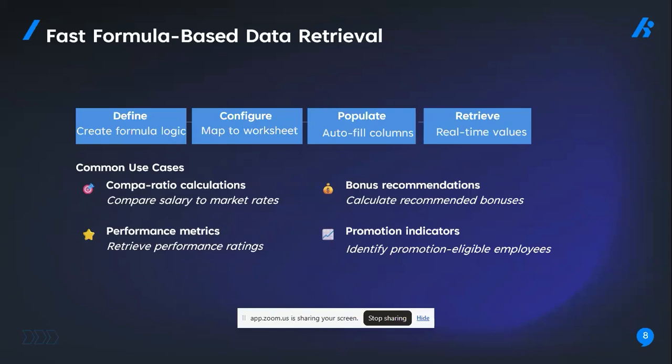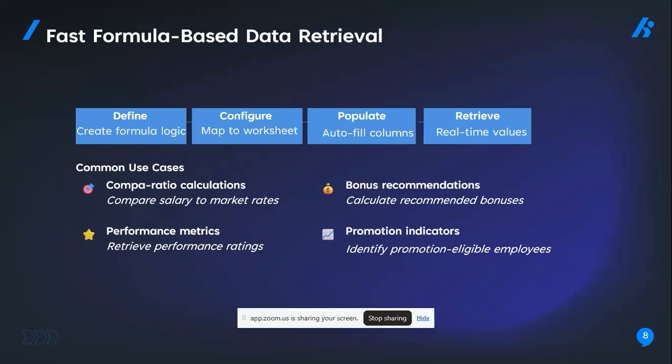It retrieves the required employee information such as salary, performance rating, years of service, grade, and performs the calculation. Then four, retrieve. The calculated values are displayed directly in the worksheet. If any relevant employee data changes, such as the performance rating, the calculated value can be refreshed and reflect the updated information automatically. Common use cases.